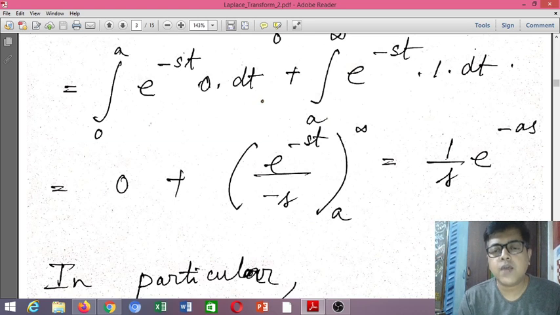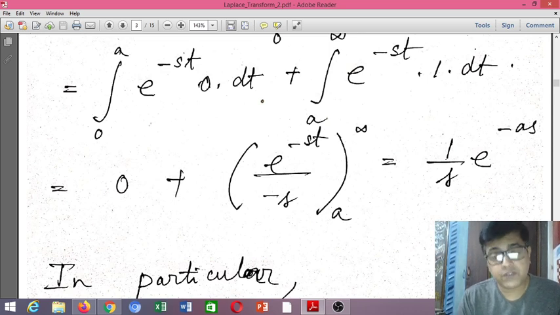If s is positive, as we are considering here, e to the power minus st will definitely converge, because as t tends to infinity, e to the power minus st will be tending towards 0. So the upper limit is 0, assuming that s is positive, and for the lower limit, you put the value in place of t, a, we get e to the power minus sa by s with the minus sign. One minus sign will come from the fundamental theorem, thereby making it plus. So eventually the result is 1 by s into e to the power minus sa. So the Laplace transform of a unit step function u(t minus a), a being a positive quantity, is 1 by s into e to the power minus sa, right?